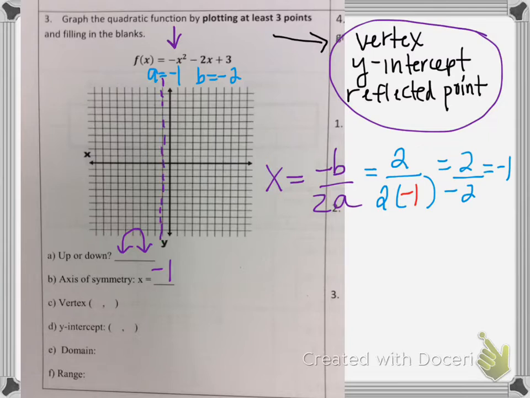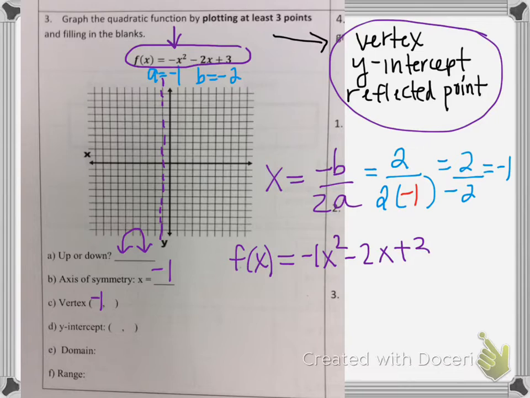The axis of symmetry is always the x-coordinate of your vertex. So we're halfway done with part C. The x-coordinate is negative 1. How do I find the y-coordinate? I take negative 1 and plug it into this equation here for x. So for the original equation, I would suggest actually rewriting the first term as negative 1x squared, writing in that coefficient of negative 1. So negative 1x squared minus 2x plus 3 is the original.